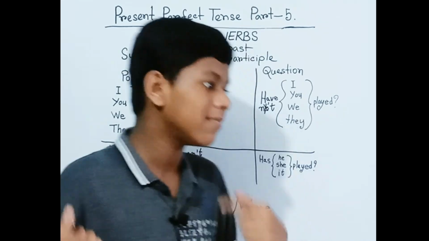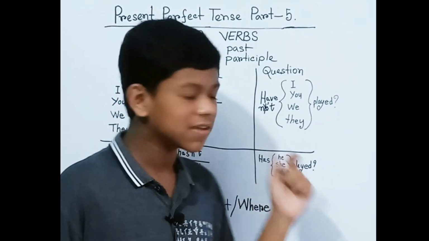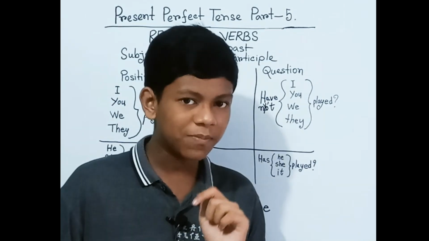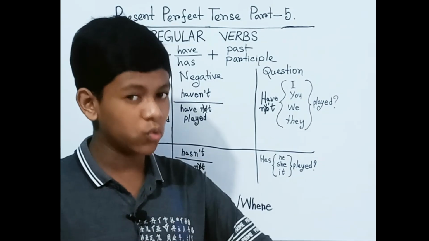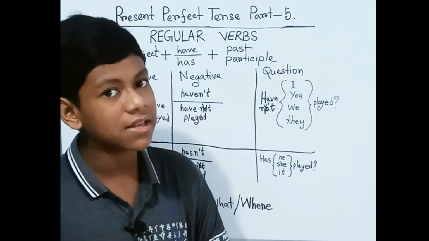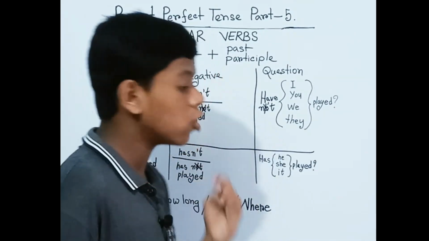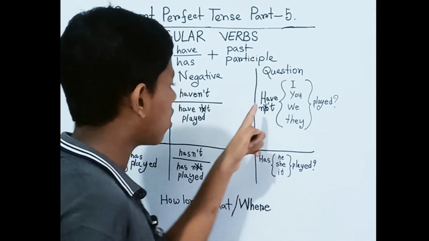Same here. What will it be? Hasn't. Hasn't he played? Hasn't she played? Hasn't it played? So remember, when you do the exercise of one sentence, then you will be able to solve the variety of kinds of sentences. Okay, so always keep patience in your mind.